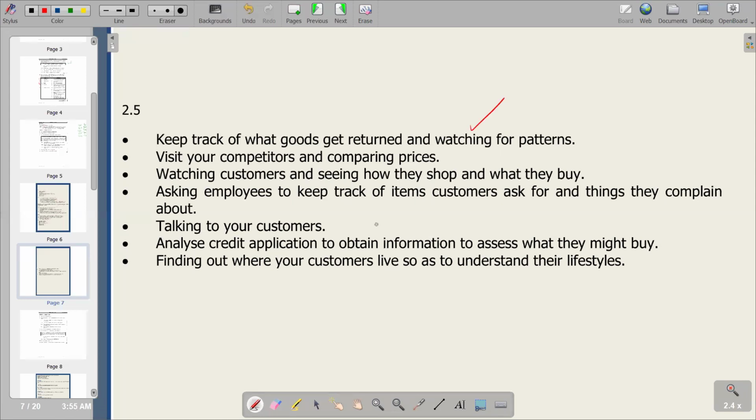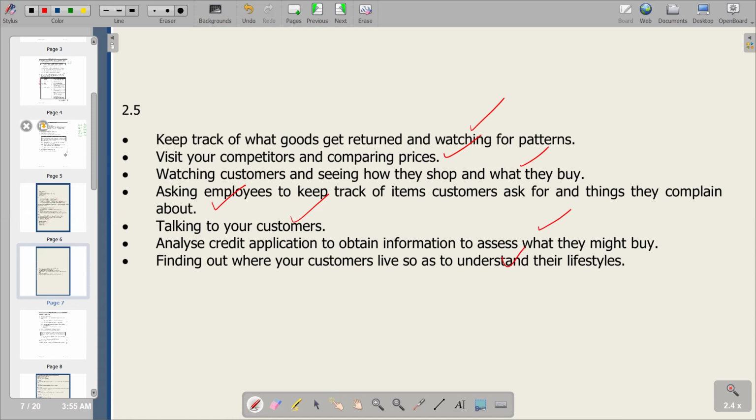So we go to the next one, which is saying visit your competitors and compare prices. The next one is saying watch customers and see how they shop and what they buy. Ask employees to keep track of items customers ask for and things they complain about. And the next one, talk to your customers. And then the next one, analyze applications. Then we've got finding out where your customers live so as to understand their lifestyles. So basically, we see how we can obtain the internal information in terms of internal market research.